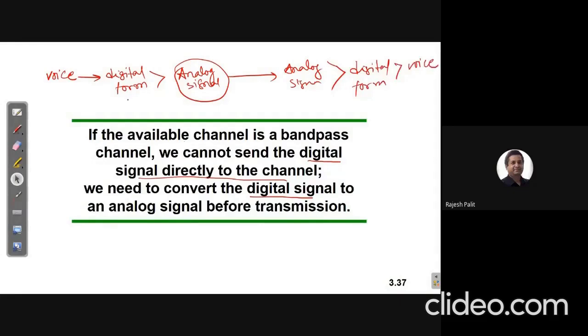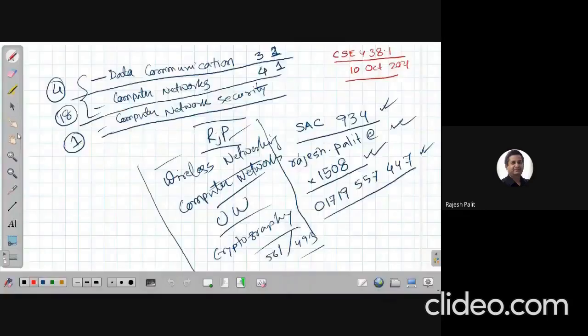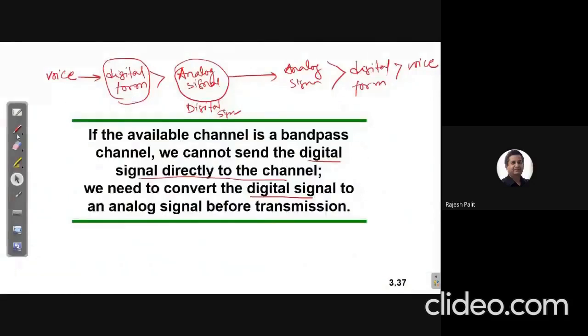Why can we not send the digital form of data using digital signal? We require huge bandwidth. Low pass and high bandwidth. That's why we cannot directly send the digital signal. We need to convert the digital form into analog format, and this conversion is called modulation.